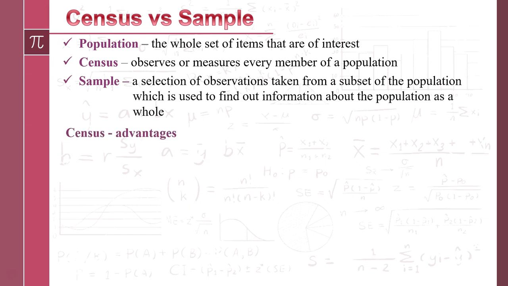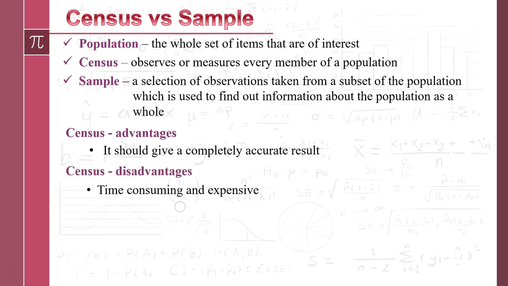Now, let's just quickly run through advantages and disadvantages. So a census is going to give you a completely accurate result because you're asking everybody. But the problem you've got, obviously, is that it's time consuming. If it's a big school, it's going to take a long time. How do I actually get access to every single member of the school and all those kind of things? So it's time consuming, expensive, sometimes can't be done.